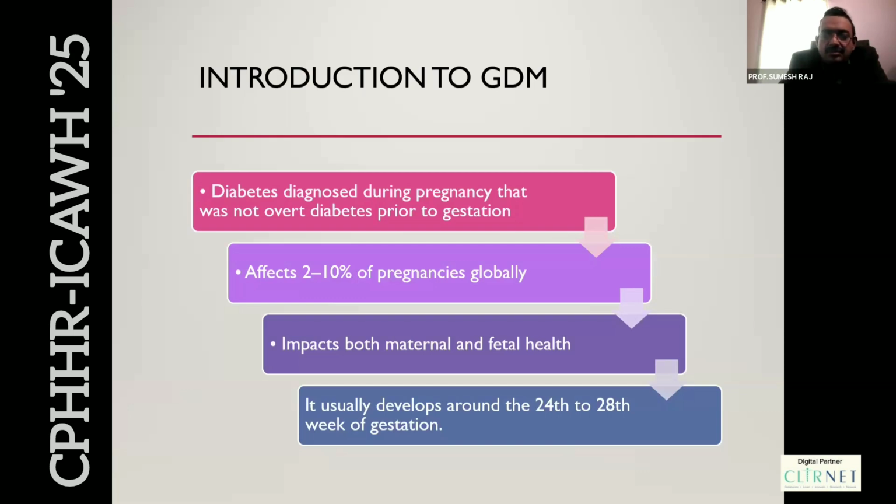And it affects 2 to 10% of pregnancies globally. And why it is very important is because it impacts both the maternal and fetal health. And the usual period of development of gestational diabetes is usually in the 24th to the 28th week.